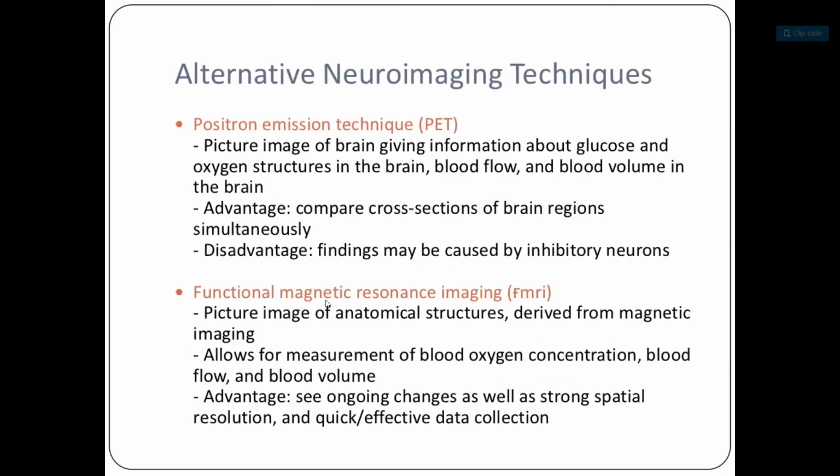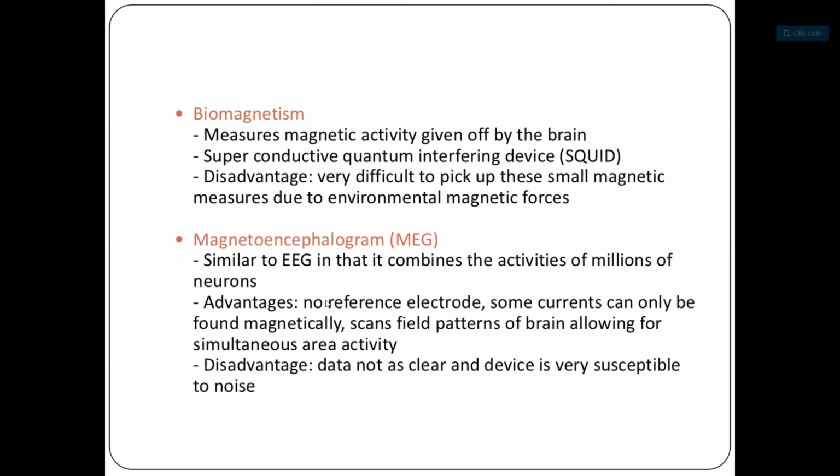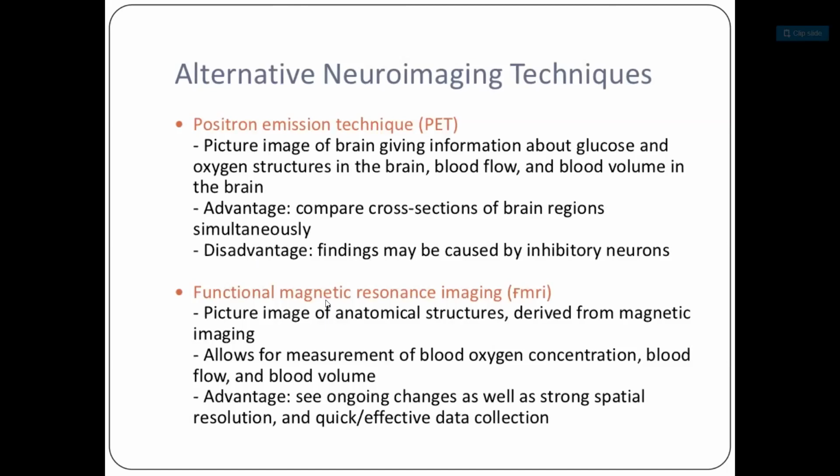So what are the alternative neuroimaging techniques? This is just extra information for you. We have the PET scans, we have the fMRI scans, we have fNIRS, which is used to find out the different oxyhemoglobin and deoxyhemoglobin. PET gives a picture image of the brain with information about the glucose and oxygen structures, blood flow and blood volume in the brain. Advantage: compares a cross section of brain regions simultaneously. Disadvantage: findings may be caused by inhibitory neurons also.